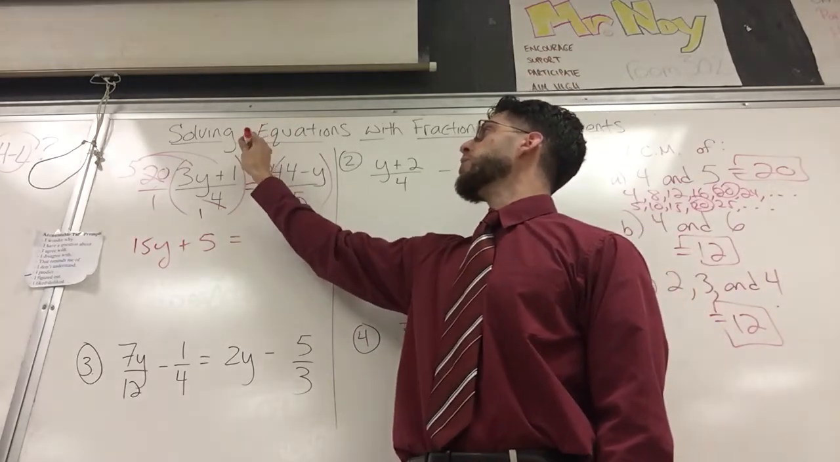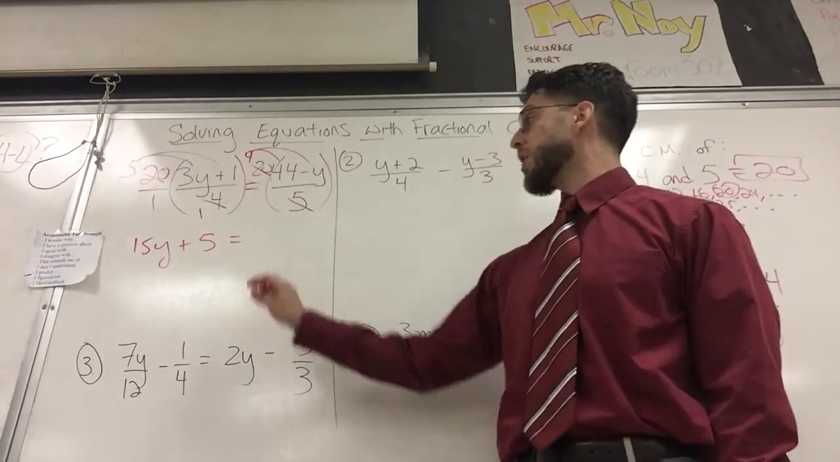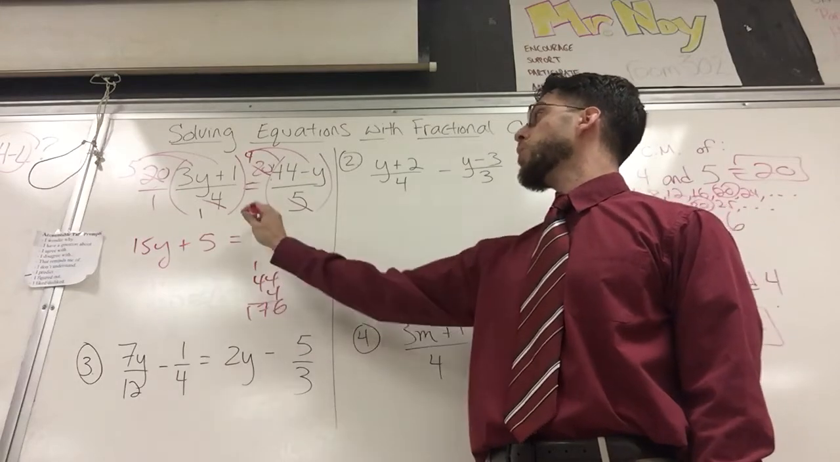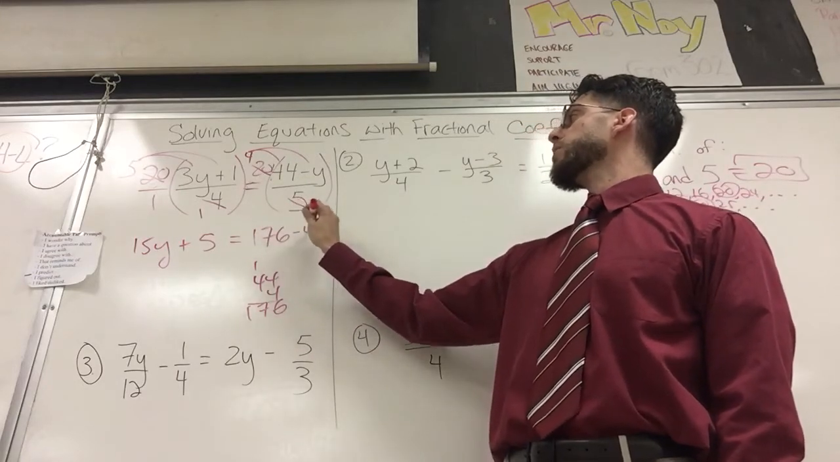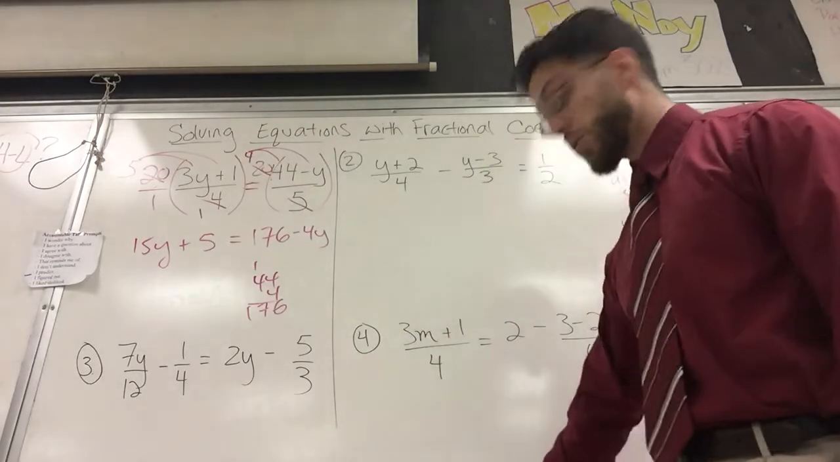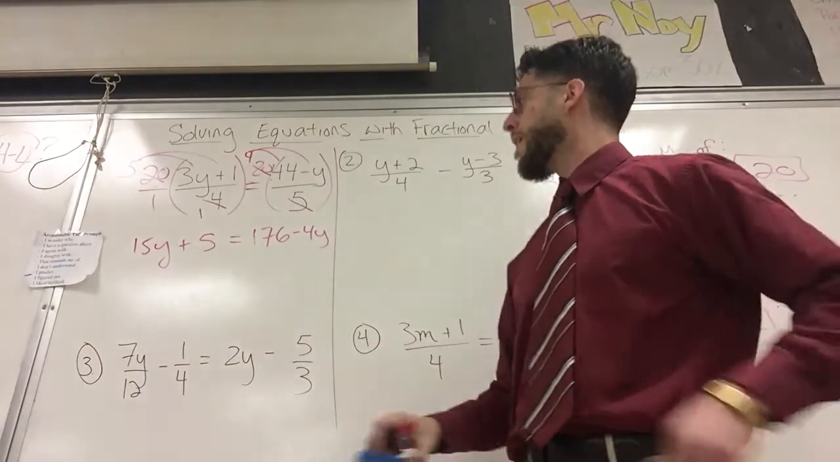5 goes into 20 4 times, and I have to distribute again. I have no idea what that is. Let's see, 4 times 4 is 16, 16 plus 1 is 17, 176, minus 4y, distribute the 4, okay? Remember, you can always pause and rewind if you missed anything, if I went too fast.